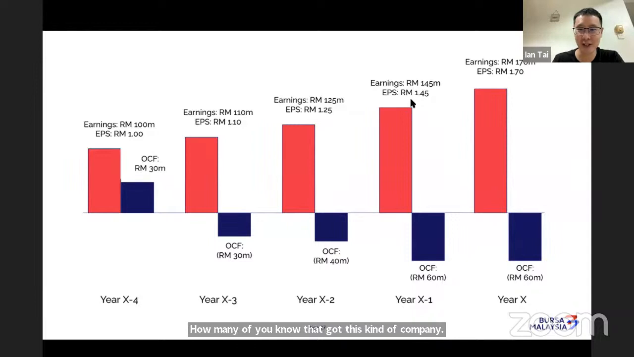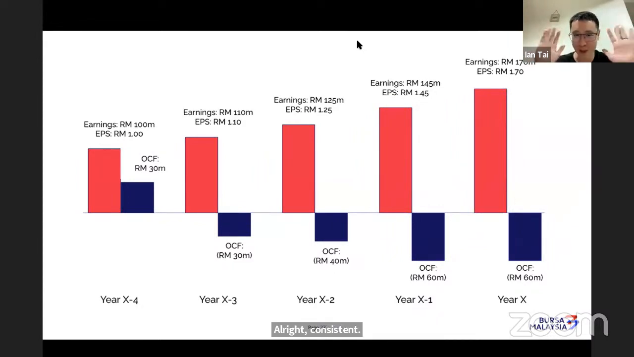So some of you say it reminds you of certain companies. Lim Chun Kiat says fraud. So there are certain companies like that. So what do you do with these kind of companies? All right, consistent growth in earnings, cash outflow, cash keeps on flying out.